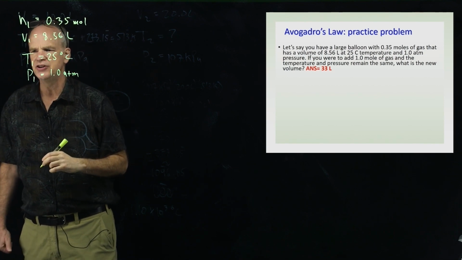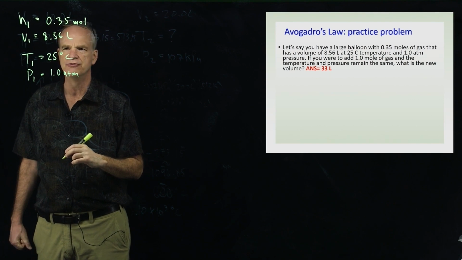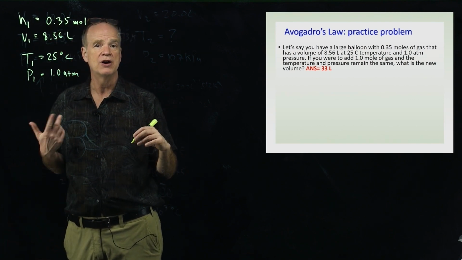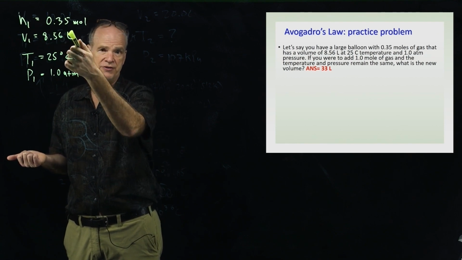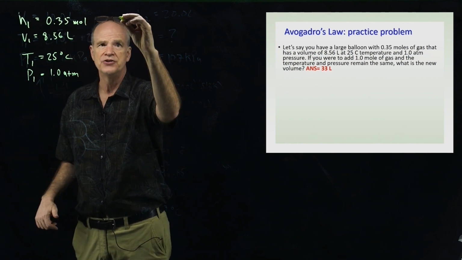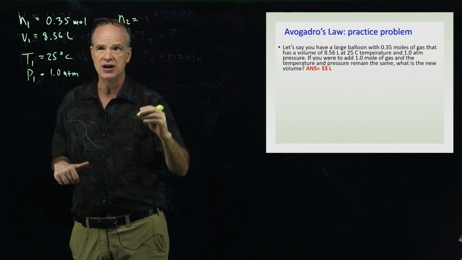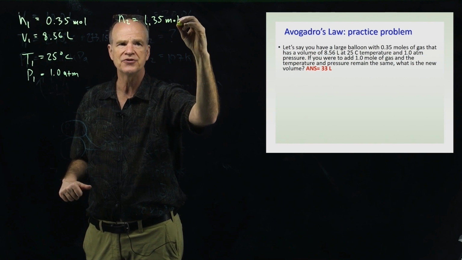Okay, this says, if you were to add 1 mole of gas and the temperature and the pressure remain the same, what is the new volume? So we have new conditions where we're adding a mole to the gas that we already have 0.35 moles of. So n2, after you add that mole to the original number of moles that is there, we should have 1.35 moles of gas for n2.